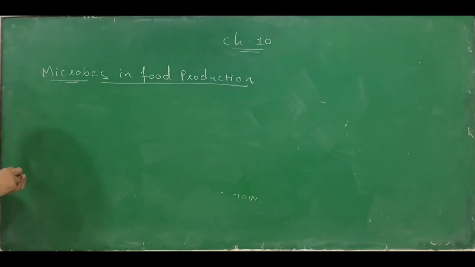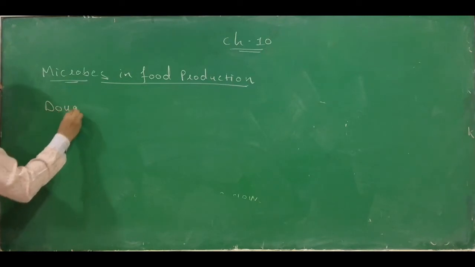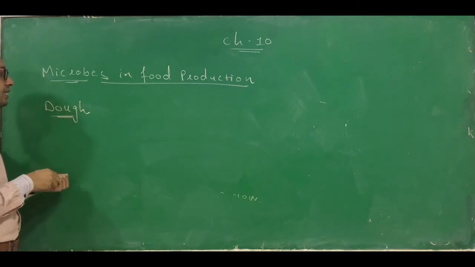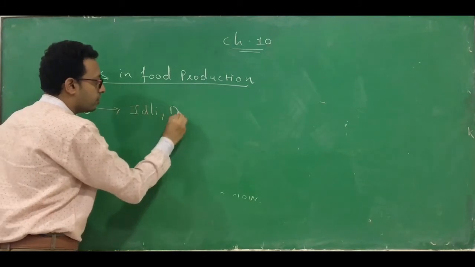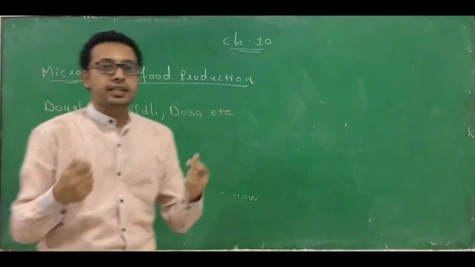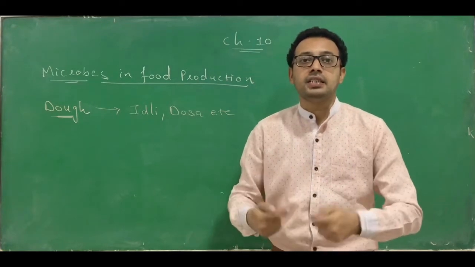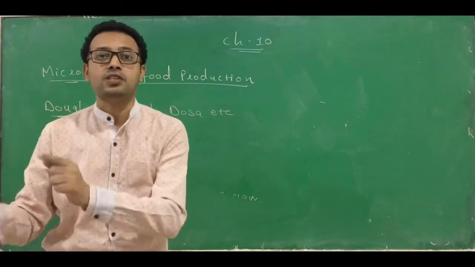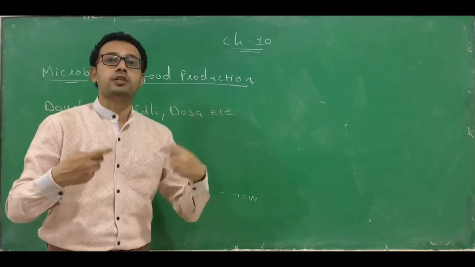Another product which is prepared from microbes is dough. A variety of dough can be prepared, and this dough can be utilized for the production of idli, dosa, etc. In idli and dosa, we prepare a dough. This dough is rich in bacteria. These bacteria help in the fermentation, and this idli and dosa is prepared.